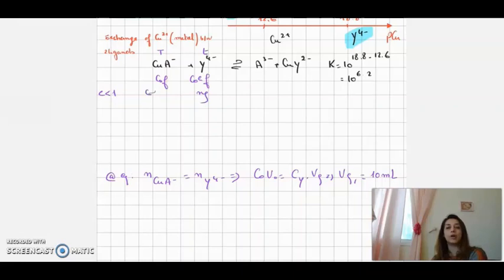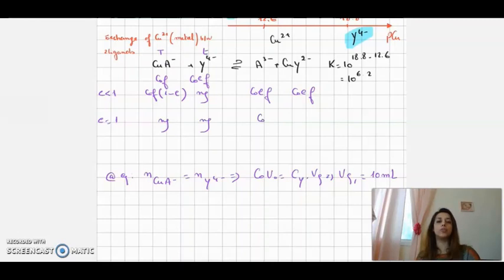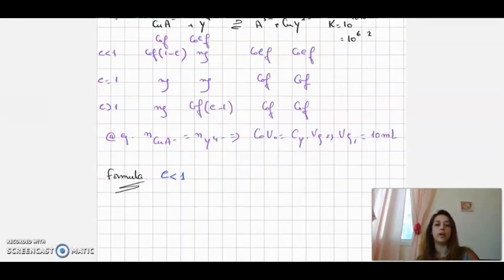Then for tau less than 1, Y4- is negligible, and we have the concentration of all species in the medium as a function of tau. For tau equal 1, both reactants are negligible, and all C0 of CuA- is becoming A3-. For tau more than 1, the reactant in the beaker is becoming negligible, and we have the other concentrations. Now we have to determine the formula as a function of tau.